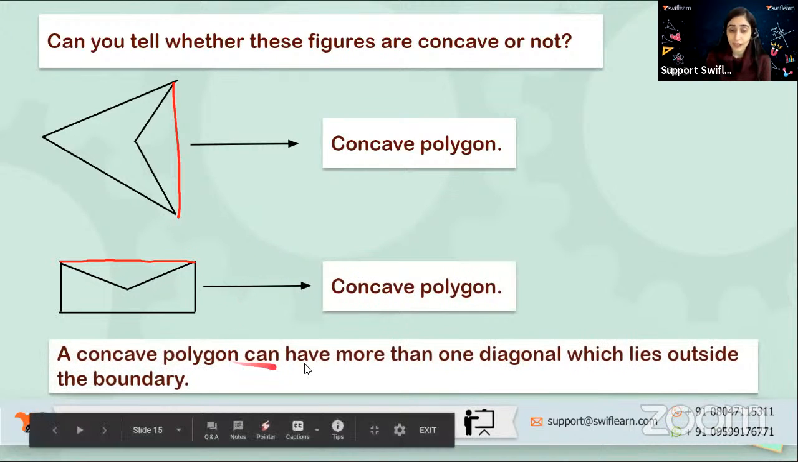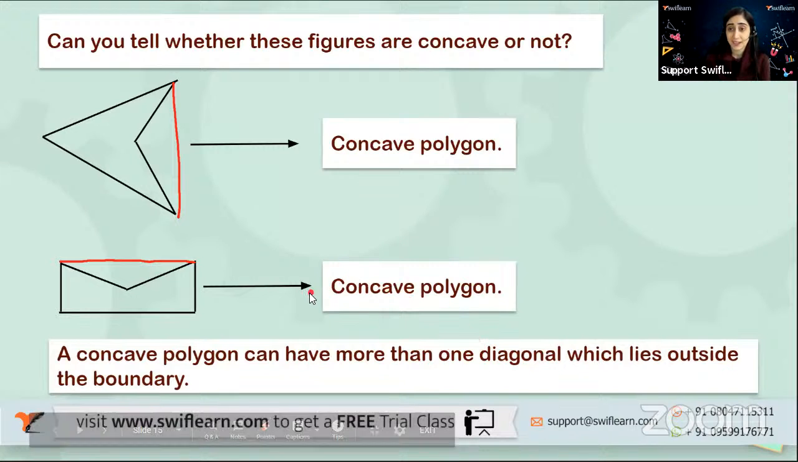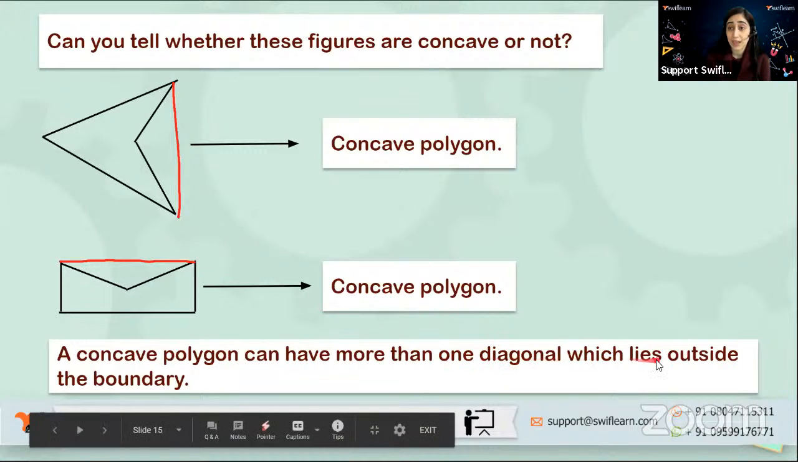Concave polygons can have more than one such diagonal. It's not that there is only one. It can be more. But in this case, we have only one diagonal that is outside of the boundary of the figure. We call it a concave polygon. Okay, great.